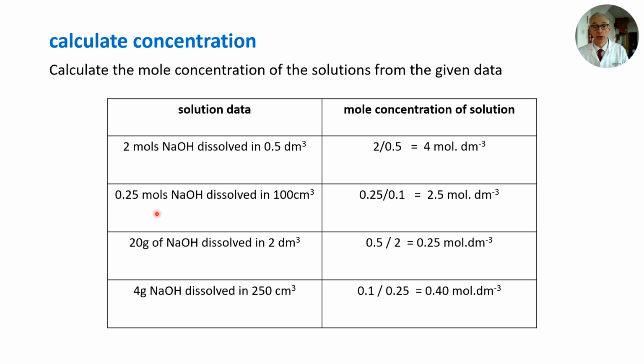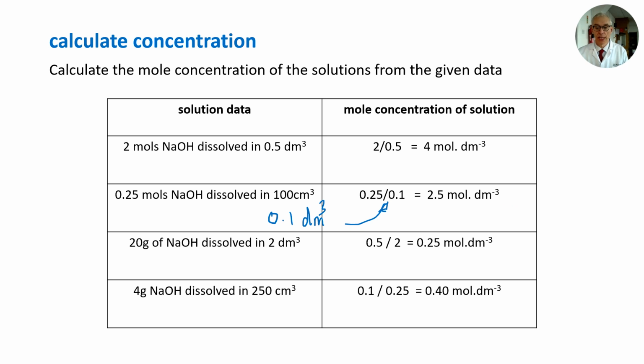0.25 moles of sodium hydroxide in 100 centimeters cubed. So 100 centimeters cubed is 0.1 decimeters cubed, which explains the 0.1. So 0.25 divided by 0.1 is 2.5 moles per decimeter cubed for our concentration.